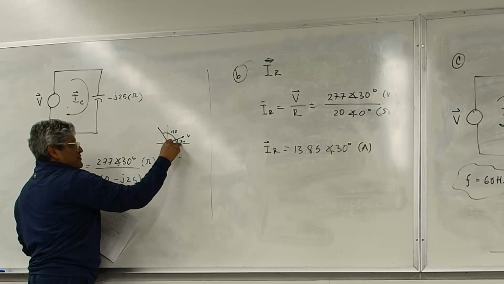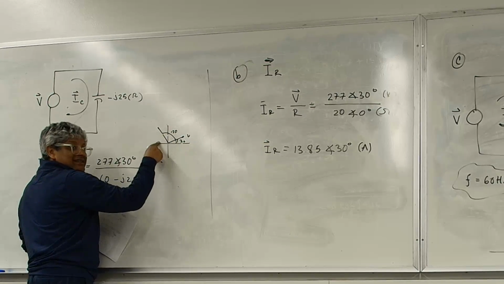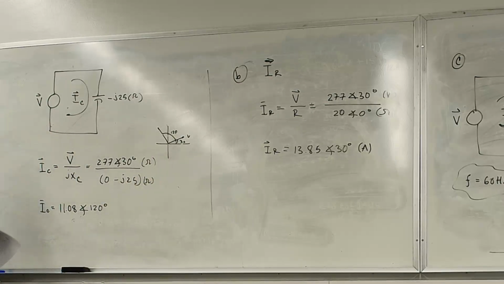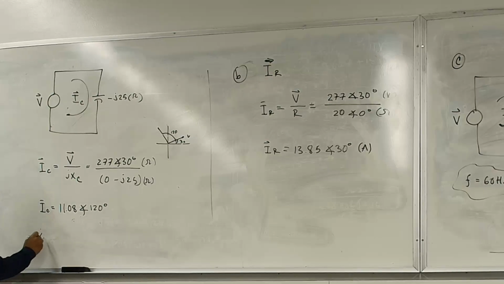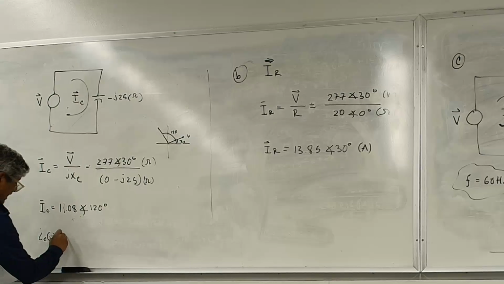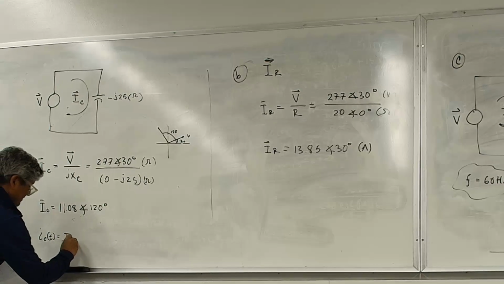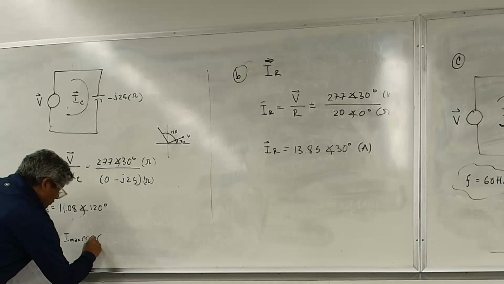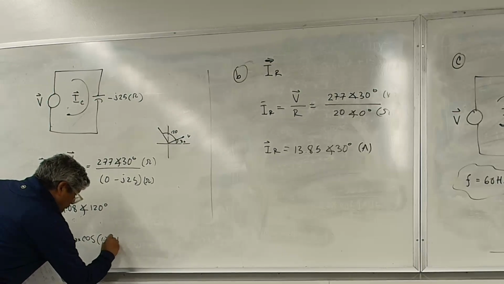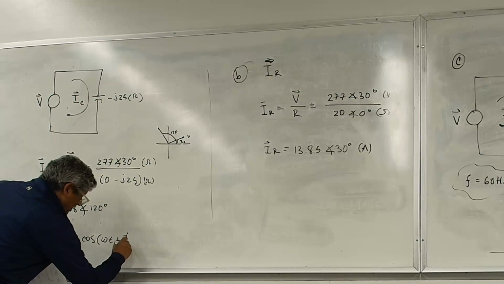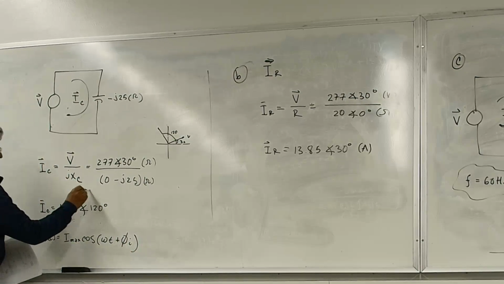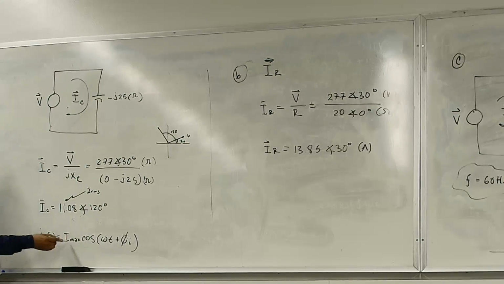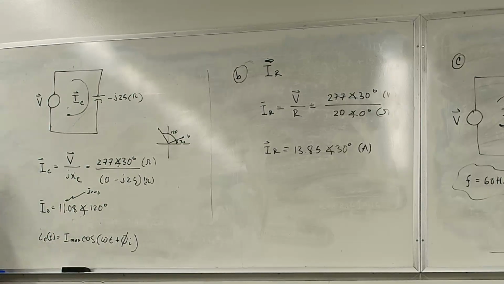So 120 minus 30 is plus 90, therefore leading. I know it's a capacitor, so that answer makes sense to me, or to us. Now, i_C(t) is equal to I max cosine(omega t plus phi I), okay? This is I RMS, I max is I RMS times square root of 2, right?